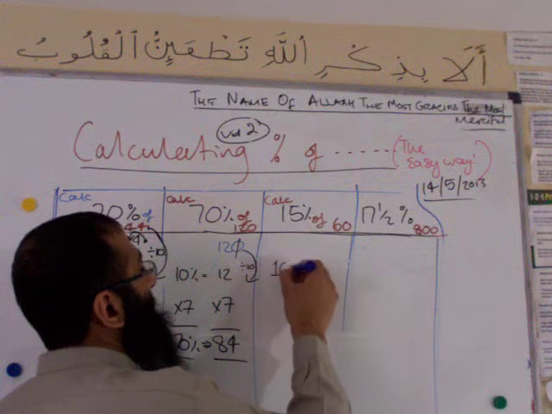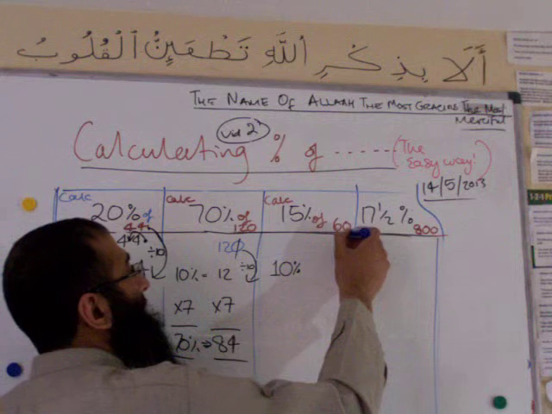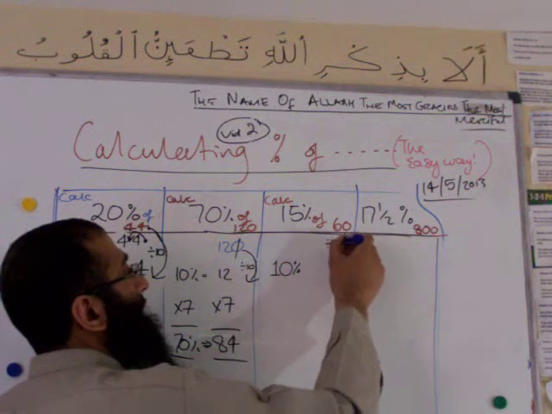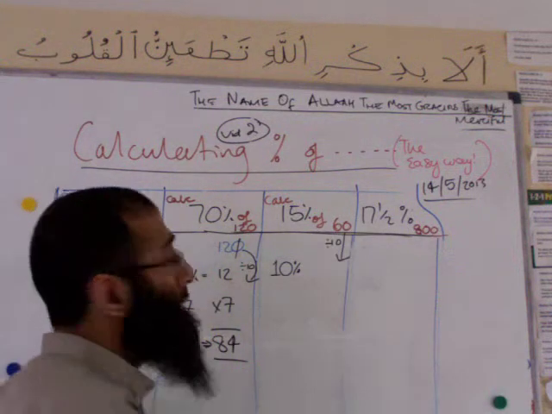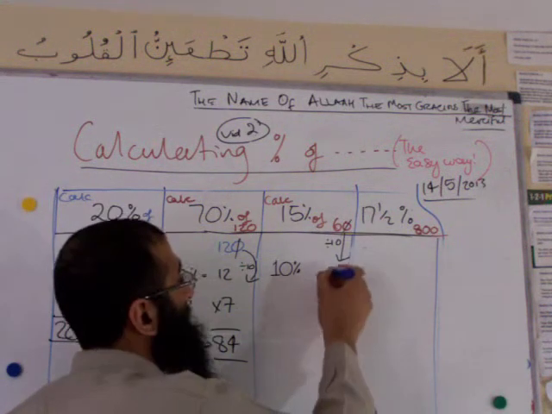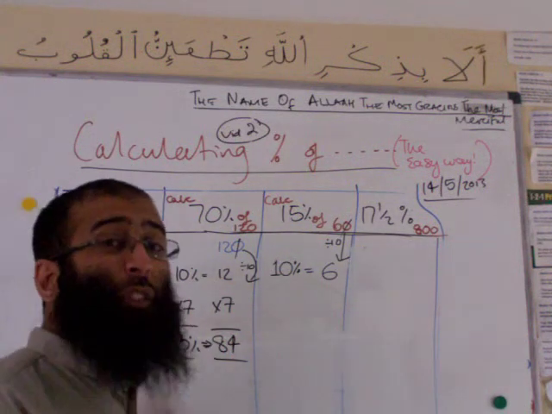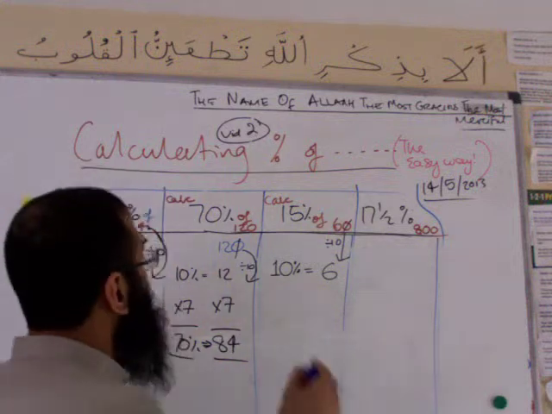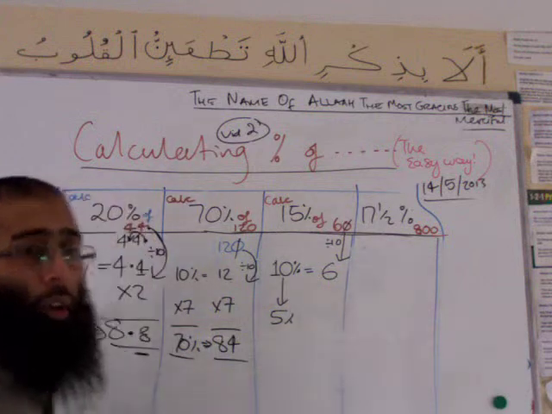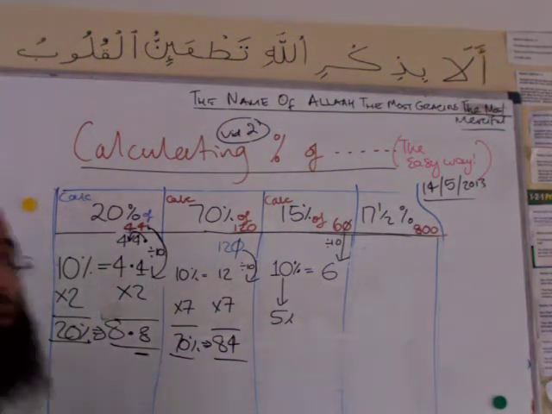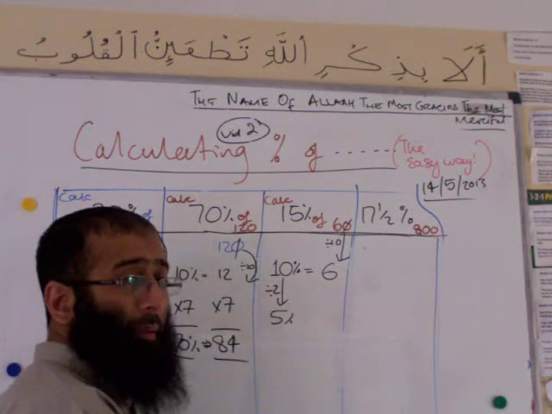Now 15%, a bit more exciting. To work out 15%, we again work out 10% first. We're going to work out 10% of 60. So what do we divide by? 10. What's 60 divided by 10? 6. So the 10% value is 6. But we want 15%, so we need another 5%. How do you get from 10% to 5%, Amina? What do we do to get from 10 to 5? We divide by 2. Thank you. Halve it, because 5% is half of 10%.